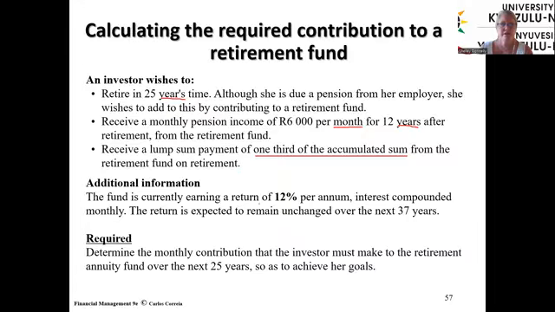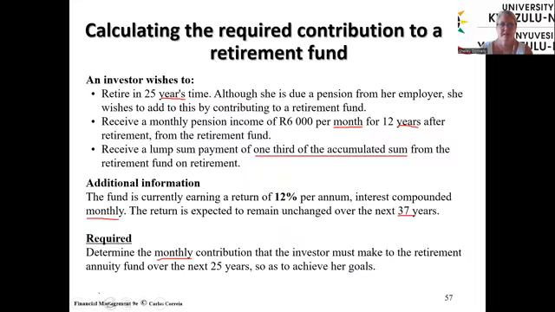In addition, the fund is earning a return of 12% per annum, interest compounded monthly. Okay, so the payments are monthly. Unfortunately, the compounding periods are monthly as well. And that return is expected to remain in place for the next 37 years, which is actually the time period for this whole scenario, because retire in 25 years' time, get $6,000 a month for 12 years after retirement. It's a 37-year time span. Question: determine the monthly contribution that the investor must make to the retirement annuity fund over the next 25 years so as to achieve her goals.